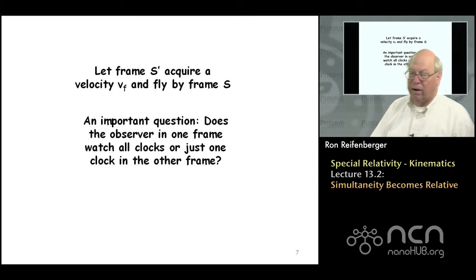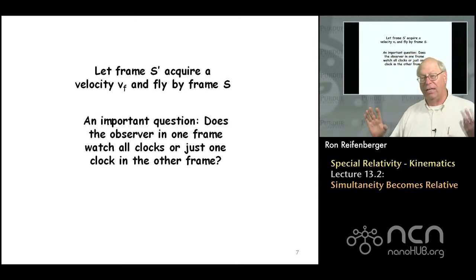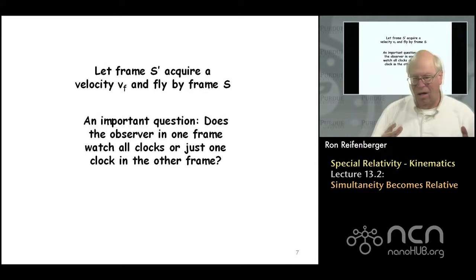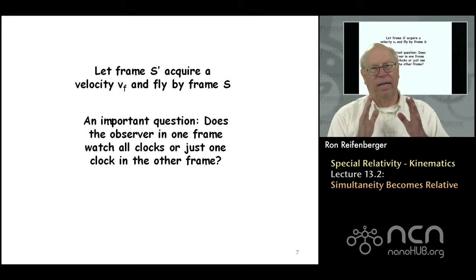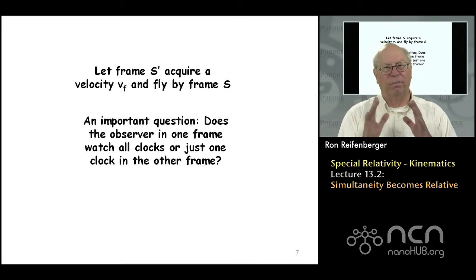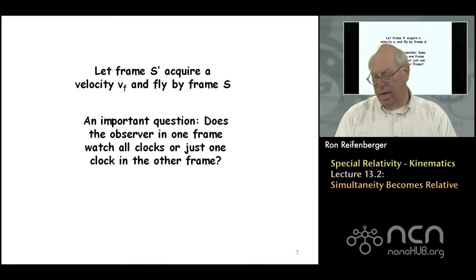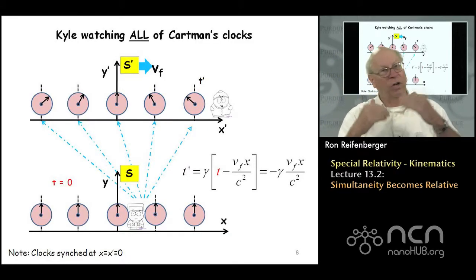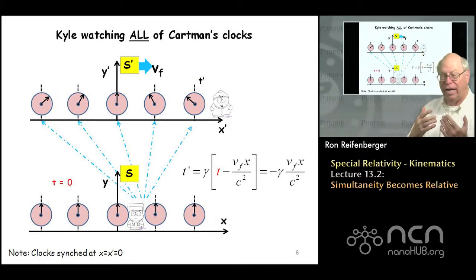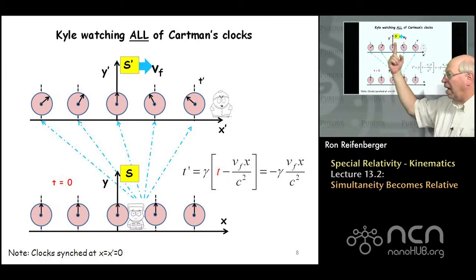Now, when you let S prime acquire a velocity and fly by frame S, an important question turns out to be: does the observer in one frame watch all the clocks in the other frame, or does he just watch one clock in the other frame? It's a subtle distinction, but an important one that you have to appreciate. I'd like to go through the different possibilities so that you can understand the situation. So now I'm letting frame S prime have a velocity v sub f. This is our standard geometry.